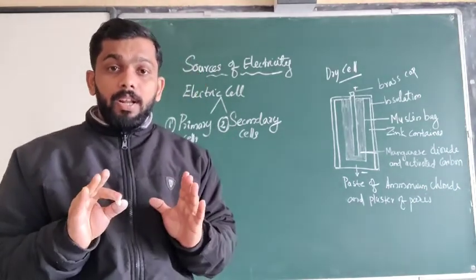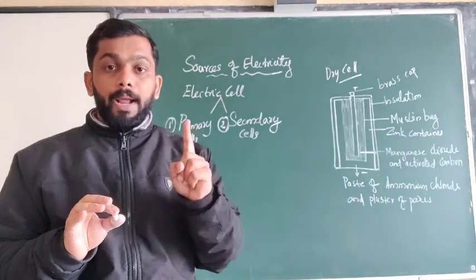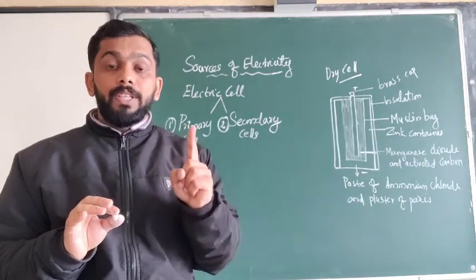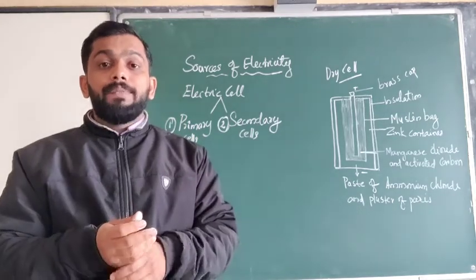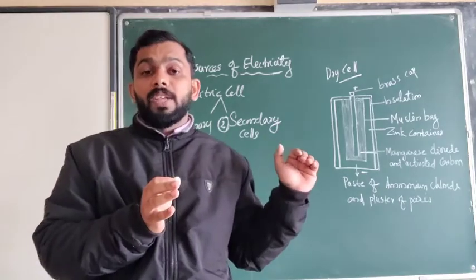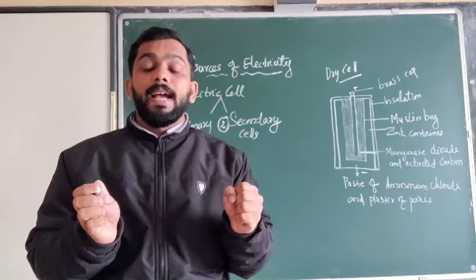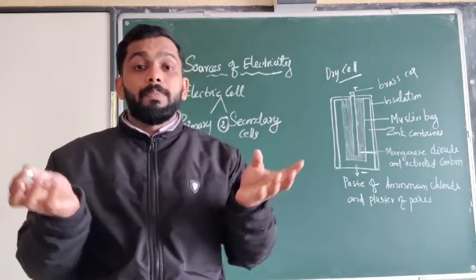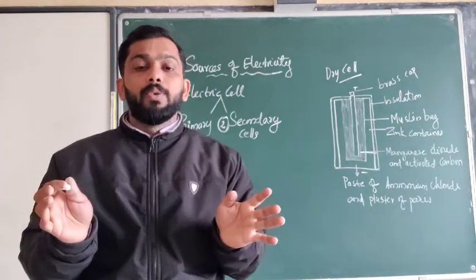Primary cells are the cells which can be used only once. That means after completing the entire chemical reaction, we know that the cells are producing electricity by chemical reaction, and the reactants, the elements which are participating in the reaction, will vanish one day.